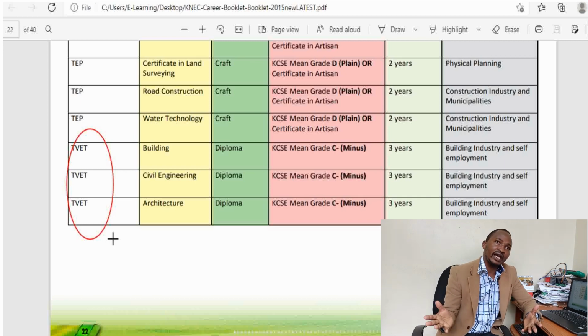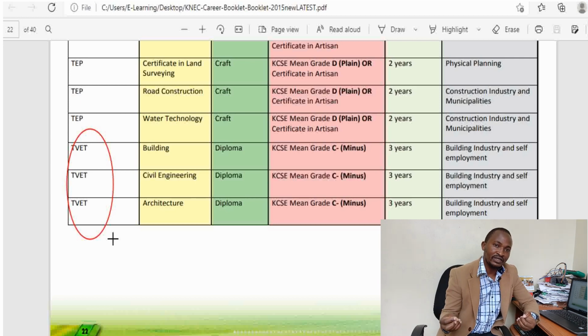And actually, most of the diploma courses nowadays are TVET. For example, diploma in civil engineering, diploma in building and construction, diploma in electrical engineering, diploma in mechanical engineering. Some of them are usually TVET or modular, in that you'll be sitting for a national examination in first year of study, second year of study, and third year of study.